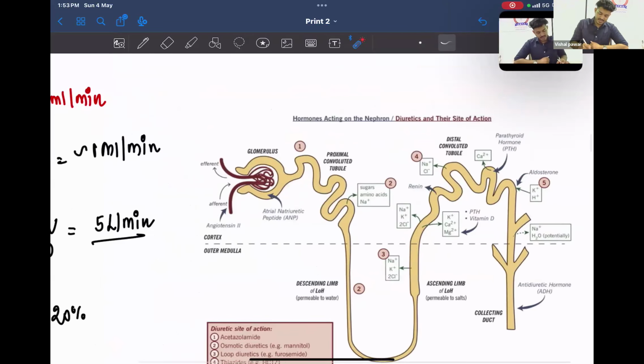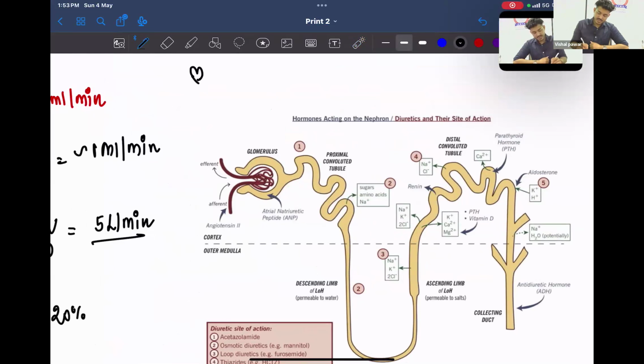Okay, let me just summarize it here. So your heart will be there, 600 ml will be coming to the kidney. This is known as renal blood flow, renal plasma flow more precisely. 600 ml of fluid will be coming to the kidney, and out of that 600 ml, how much is getting filtered here? This is known as GFR.